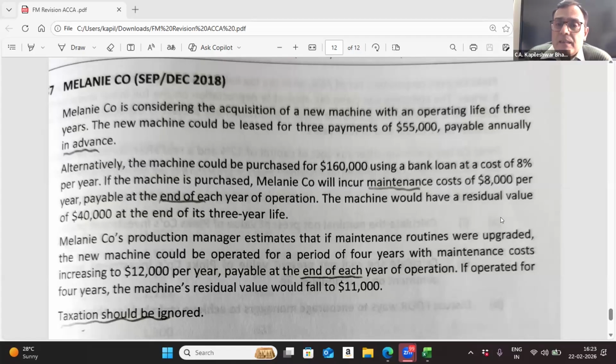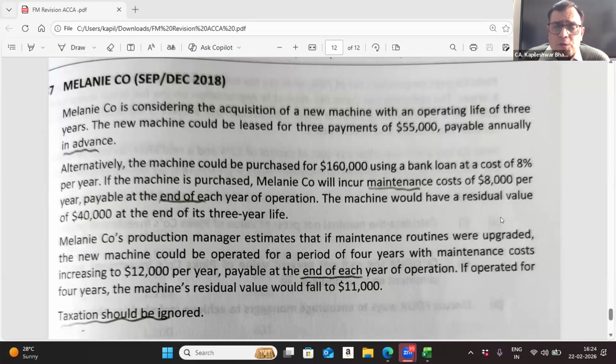Then it says, Mellin Company's production manager estimates that if the maintenance routines were upgraded, the new machine could be operated for a period of 4 years, with the maintenance cost increasing to 12,000 per annum, payable at the end of each year of operation. If operated for 4 years, then the residual value will fall to 11.